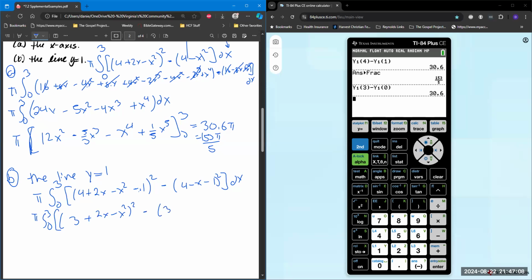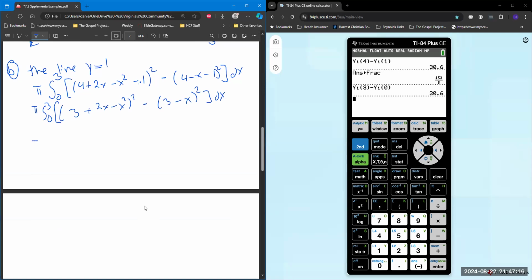minus 3 minus x squared dx is going to be pi 0 to 3 of 9 plus 6x minus 3x squared plus 6x plus 4x squared minus 2x cubed minus 3x squared minus 2x cubed plus x to the 4th. That first part, minus 9 minus 6x plus x squared dx.